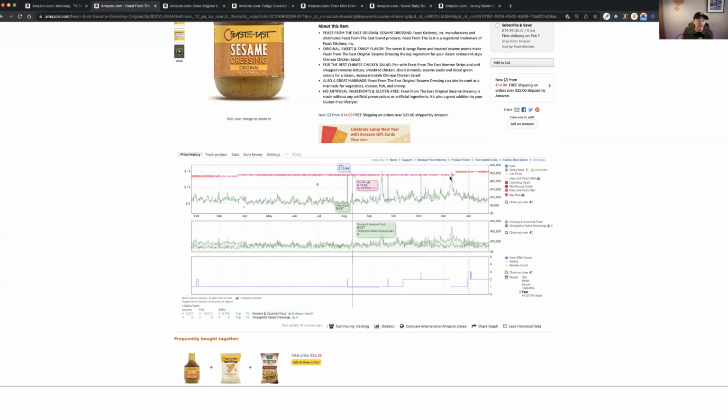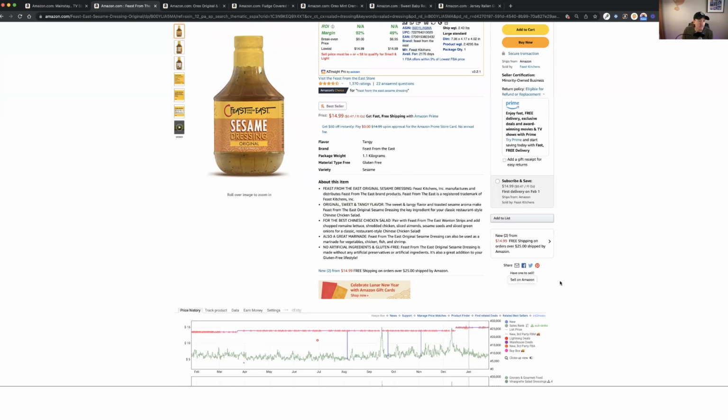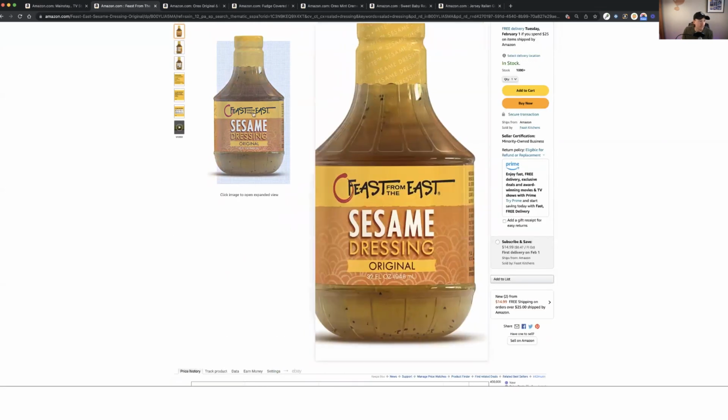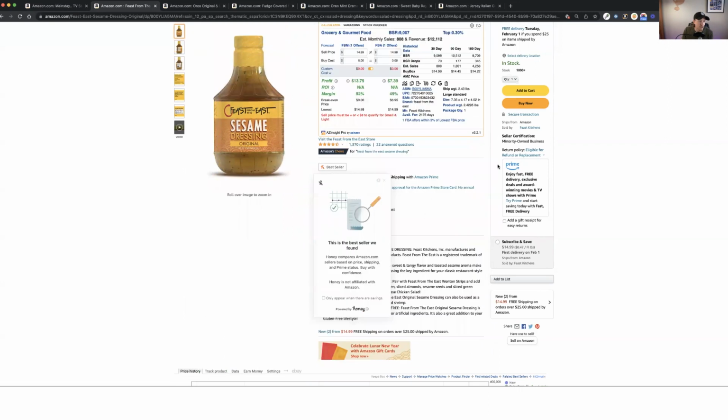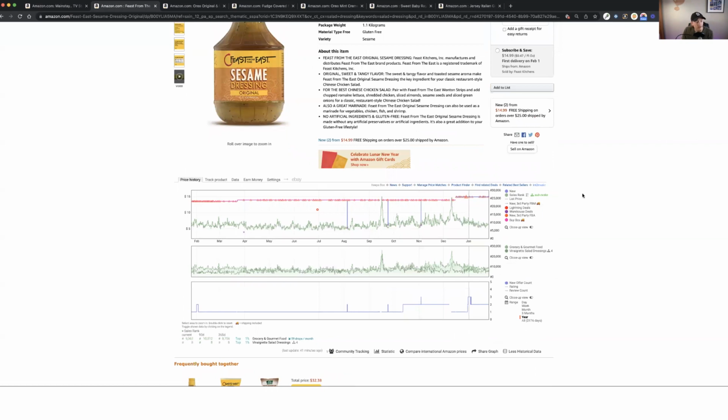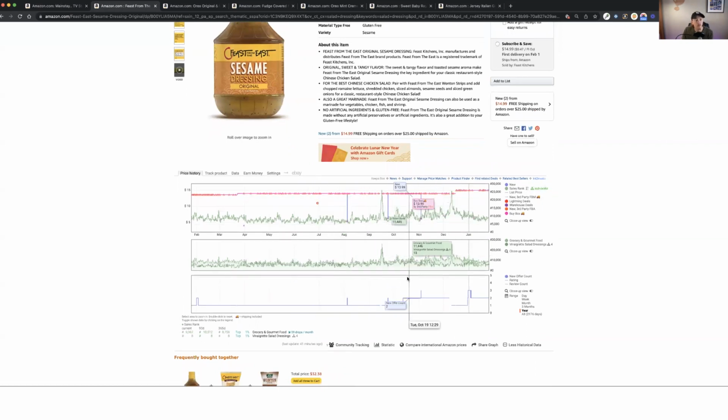And the last way to check to see if it's a private label product is you can actually see that it's sold by Feast Kitchens, and the name of this product is Feast from the East. So Feast Kitchens, it's clearly a private label product. But the reason I love Keepa is if you didn't have this, you wouldn't be able to tell that, oh, okay, it's pretty much always been 1 or 2 sellers, and it's always been the same exact price for the most part with some very slight fluctuations.